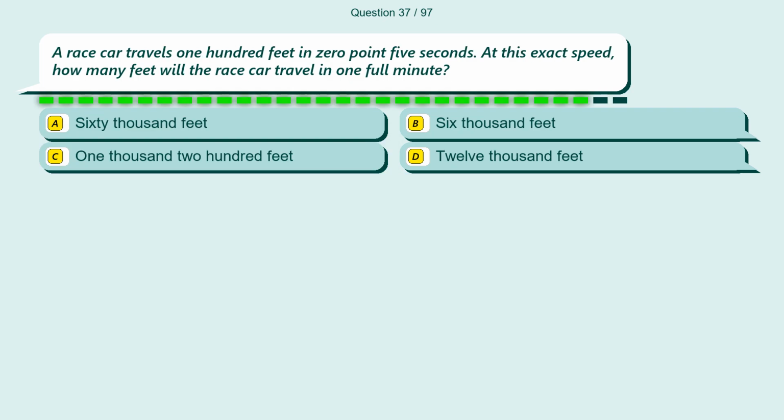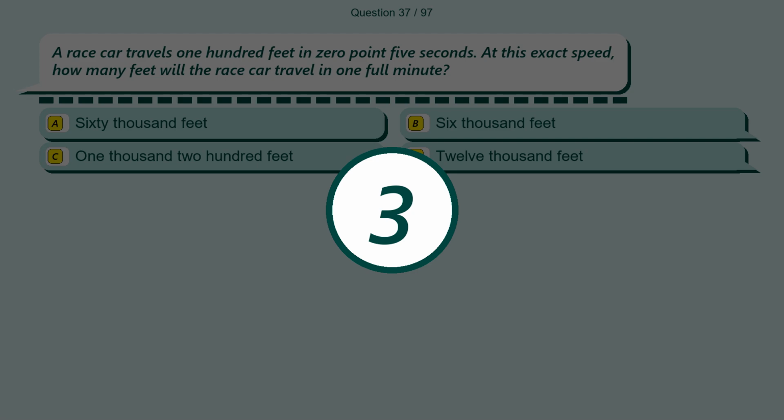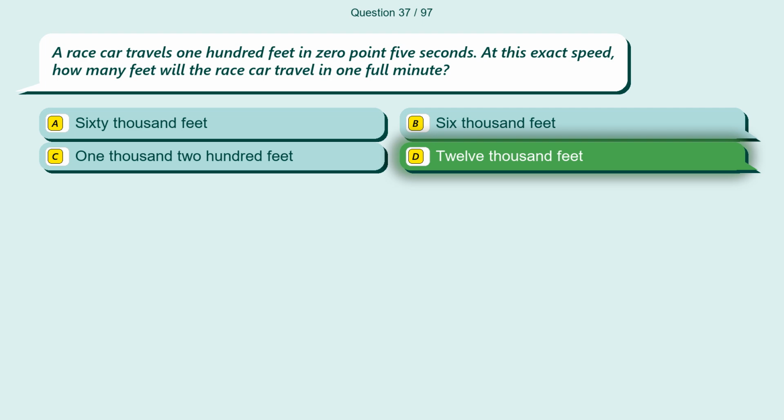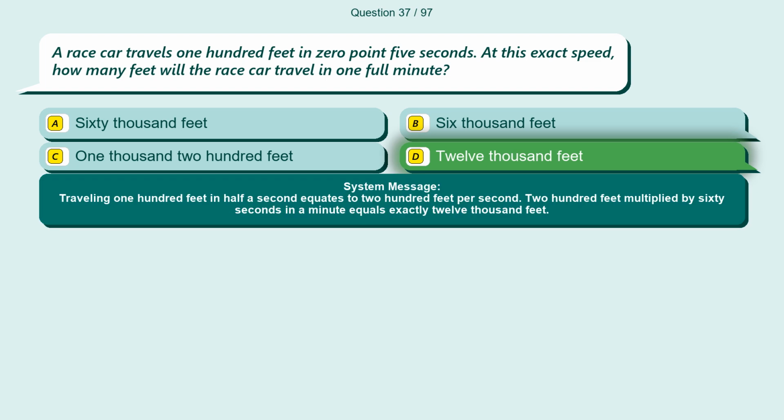Question 37. A race car travels 100 feet in 0.5 seconds. At this exact speed, how many feet will the race car travel in 1 full minute? Option A, 60,000 feet. Option B, 6,000 feet. Option C, 1,200 feet. Option D, 12,000 feet. The correct answer is option D, 12,000 feet. Traveling 100 feet in half a second equates to 200 feet per second. 200 feet multiplied by 60 seconds in a minute equals exactly 12,000 feet.